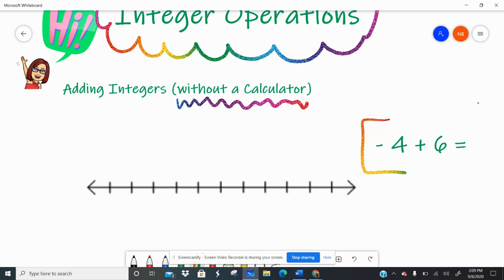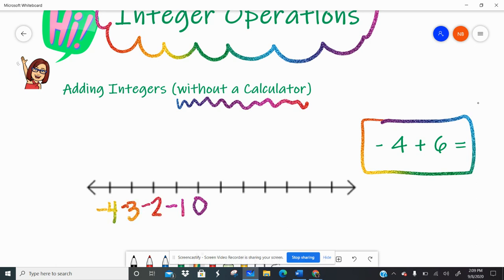Say we have this number sentence over here. -4 plus 6 equals what? Well, I have integers, right? Positive and negative whole numbers. So first, I'm going to show you a strategy on the number line, and I'm going to label my number line. So -1, -2, -3, -4. Remember, as I go left, I go smaller. And then 1, 2, 3, 4, 5, 6. And as I go right, I go bigger.